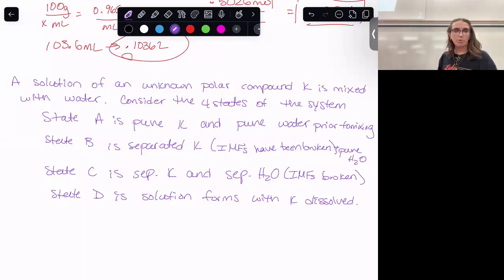We said that the boiling point of pure K is 58 degrees Celsius. So which transition state requires more heat? You have to choose which state. And which one's going to require, and then we said.